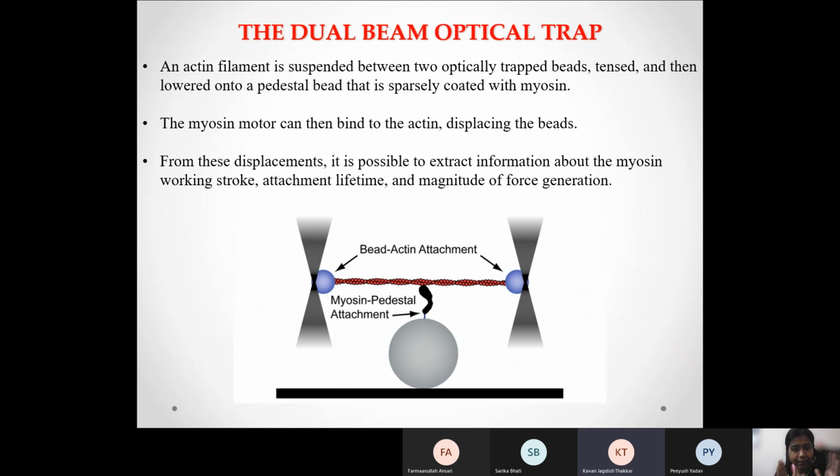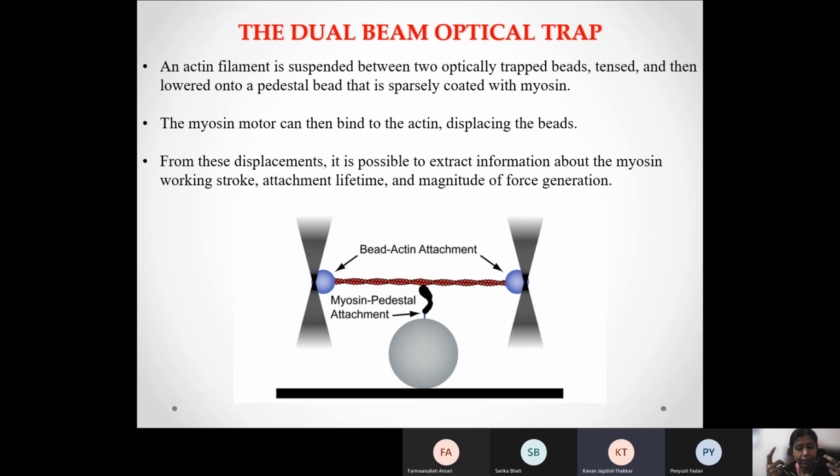So by now you have understood what this setup is. The setup is that with laser beams we have fixed two beads here in mid solution. So this is in solution and you have these two beads in solution. You have ensured that you are picking up the actin with two beads attached to it.